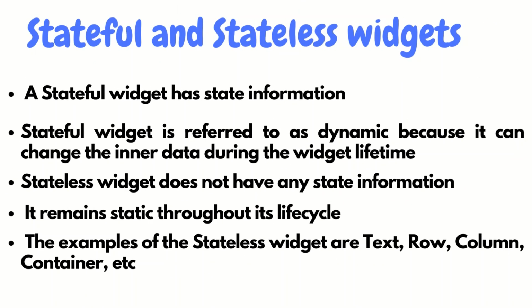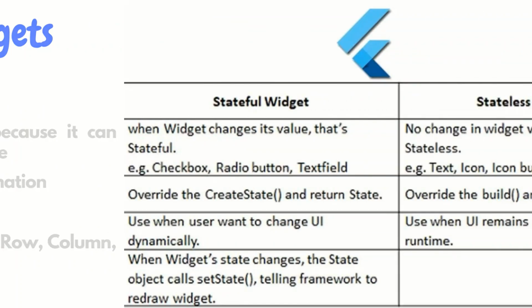Here, there are several widgets, stateful and stateless widgets. A stateful widget has state information, and it is referred to as dynamic because it can change the inner data during the widget lifetime. A stateless widget does not have any state information, and it remains static throughout the life cycle. Examples of stateless widgets are text, row, columns, containers, and so on.